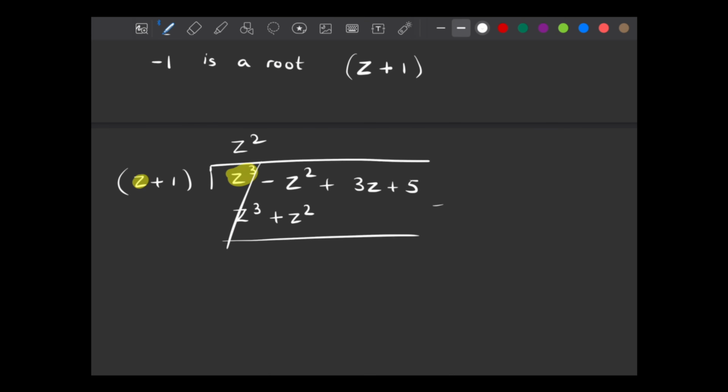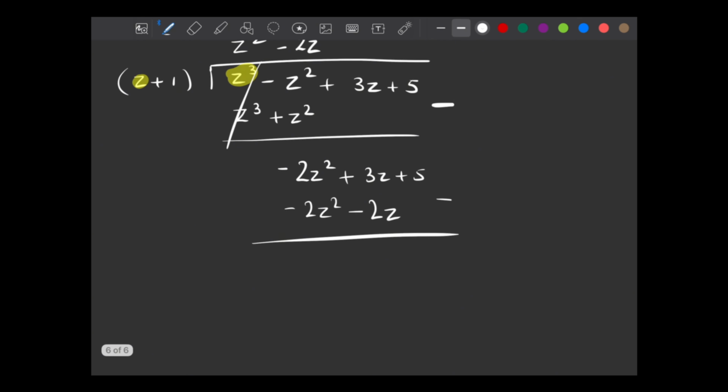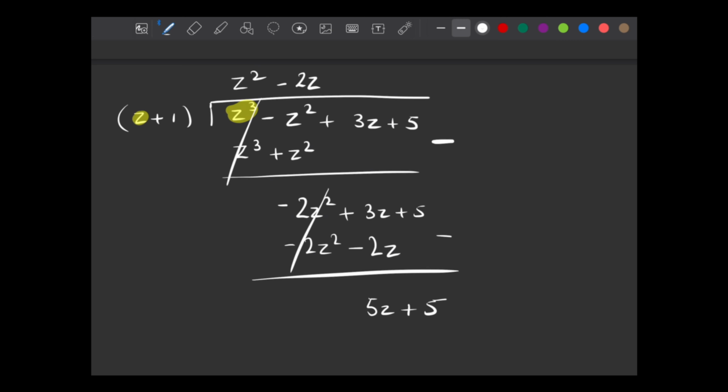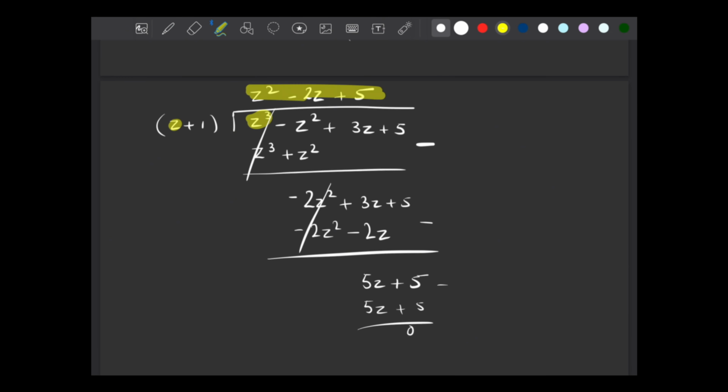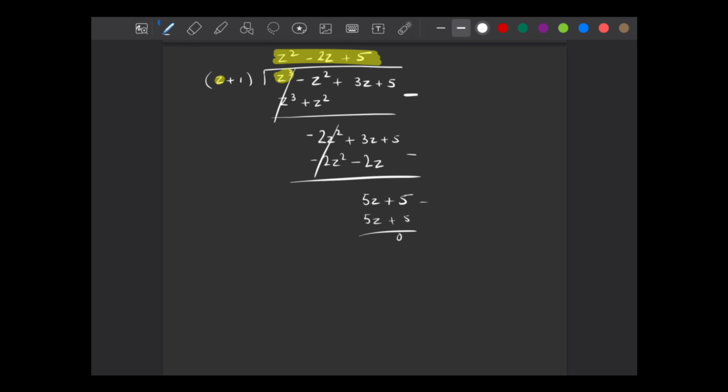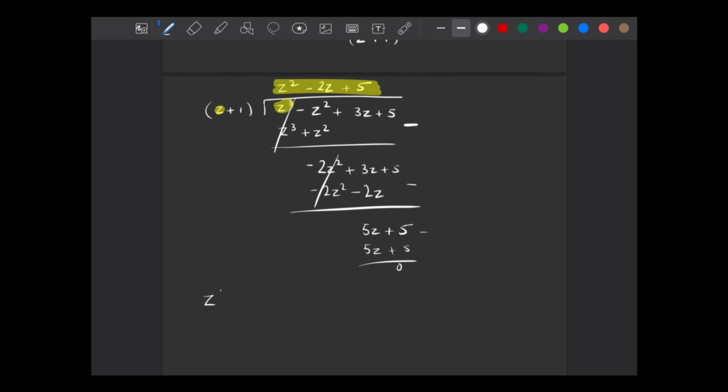So I'm left with minus, remember we're taking these away, so minus 2z squared plus 3z plus 5. Now I'll have minus 2z and we're left with 5z plus 5, which we can easily see will just give us a plus 5 at the end there. So we now know that z squared minus 2z plus 5 is a factor of our cubic. Now we can find our other two roots. So this is now a quadratic that I have to find the roots of.